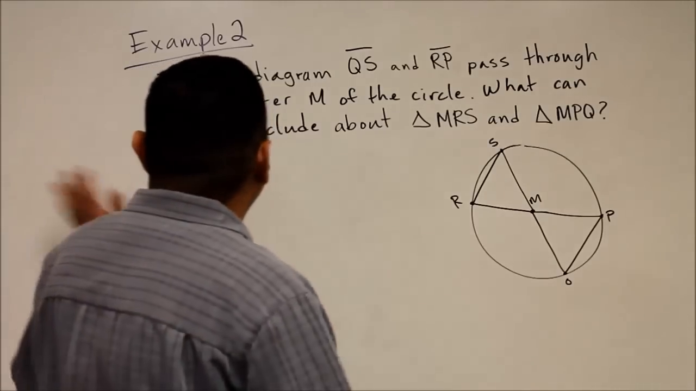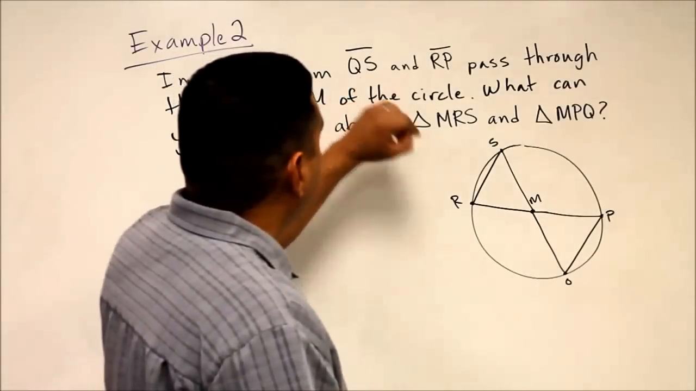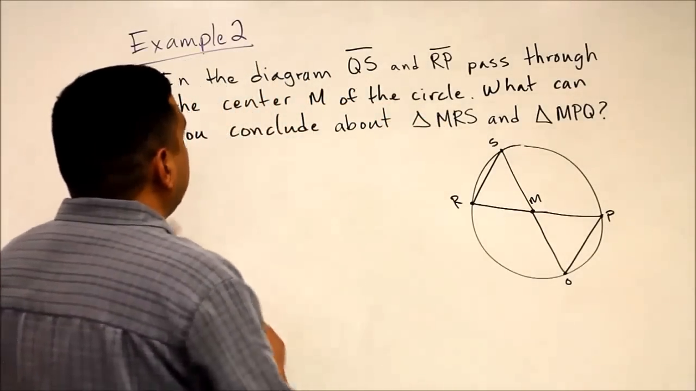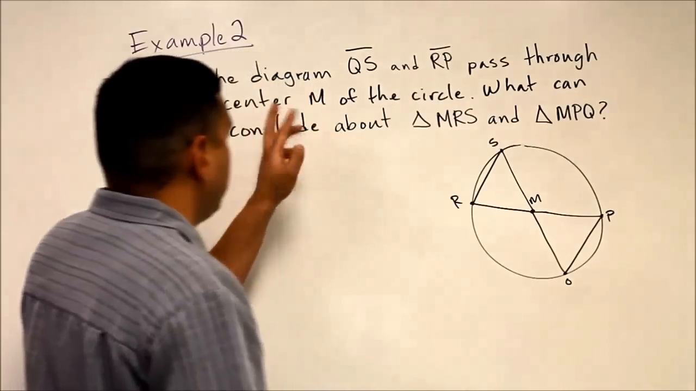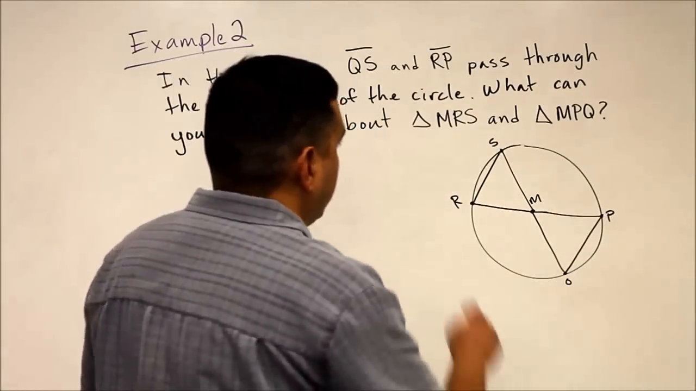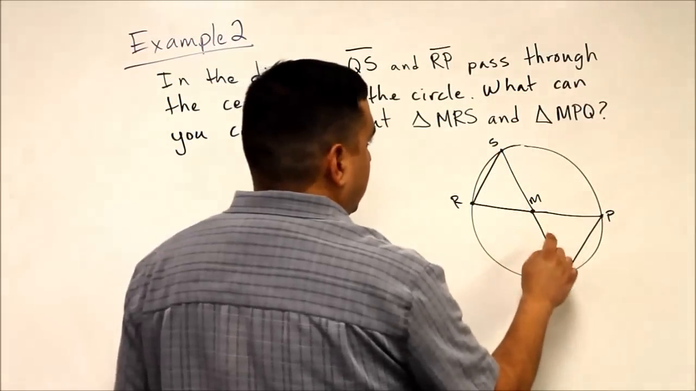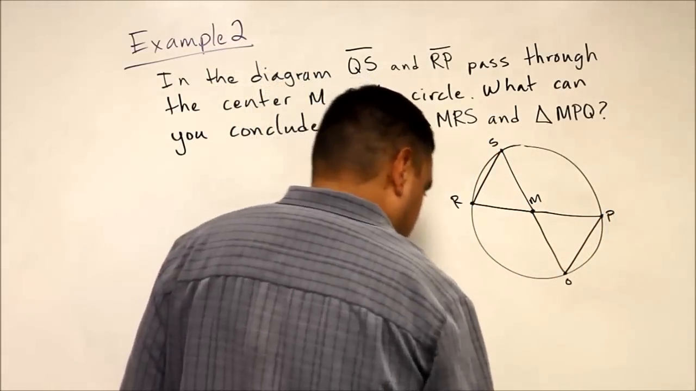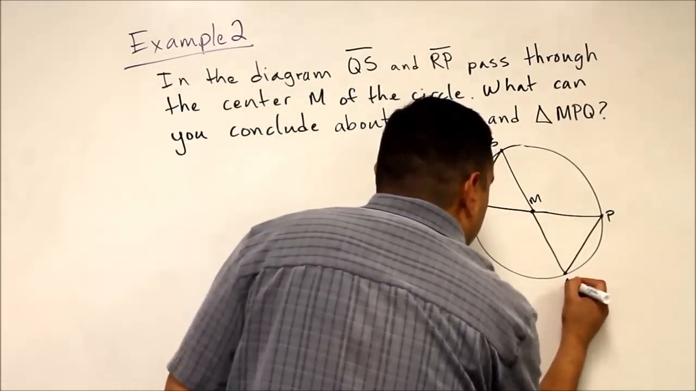Alright, in this next example, it says in the diagram segment QS and segment RP pass through the center M of the circle, and it wants us to conclude something about the triangle MRS and triangle MPQ.